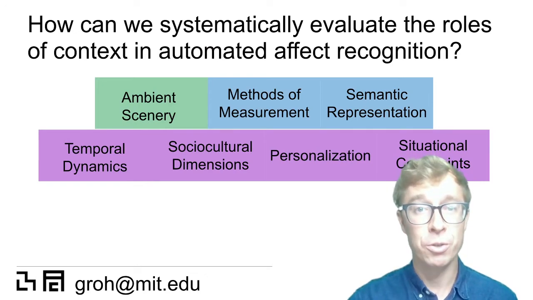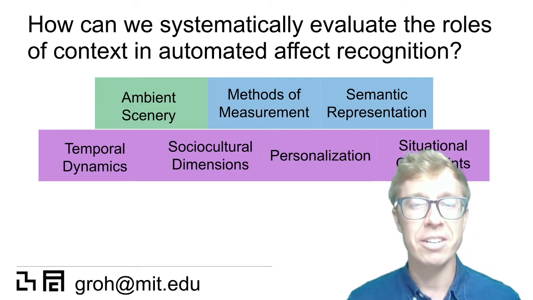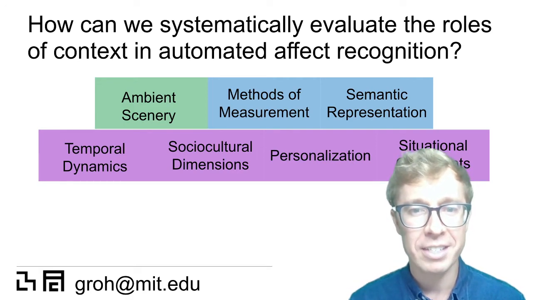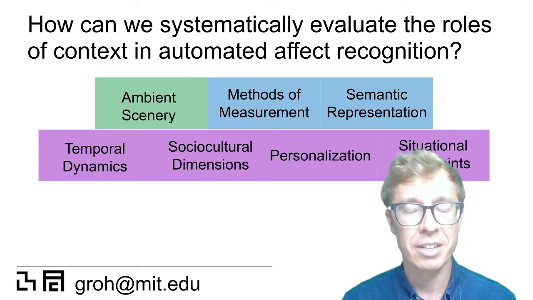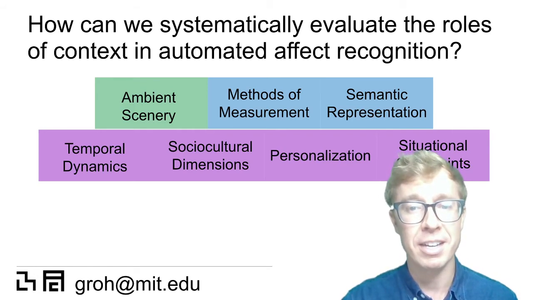In fact, too quickly. Obviously, context matters. And our question here is, how do we systematically evaluate context in automated affect recognition? The bottom line is we can focus on the most salient dimensions of context, and when we do, we can then better critique and examine its role in affect recognition.